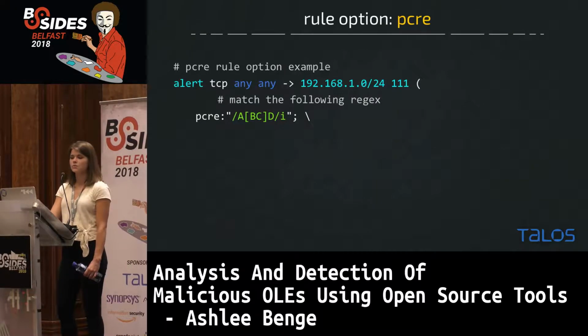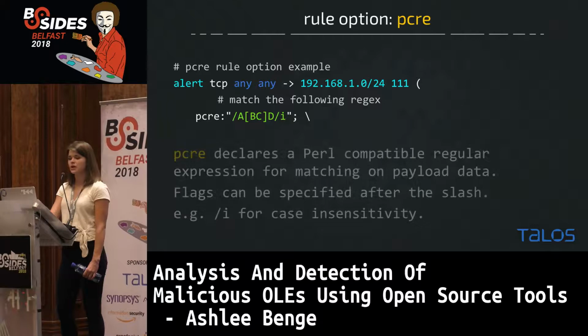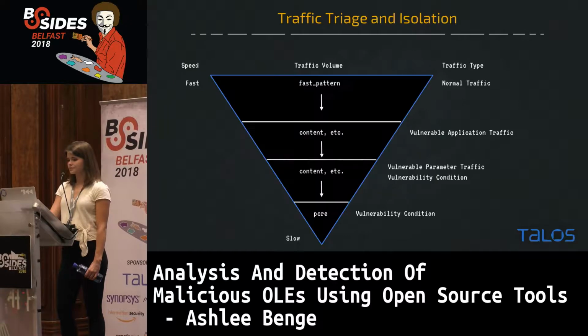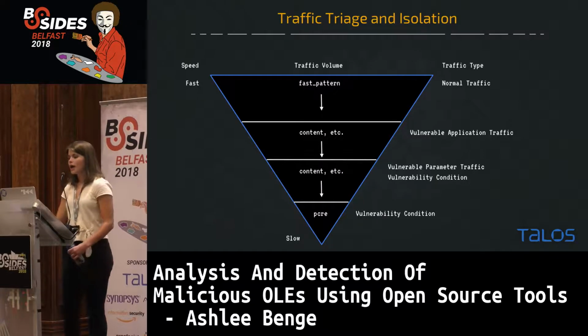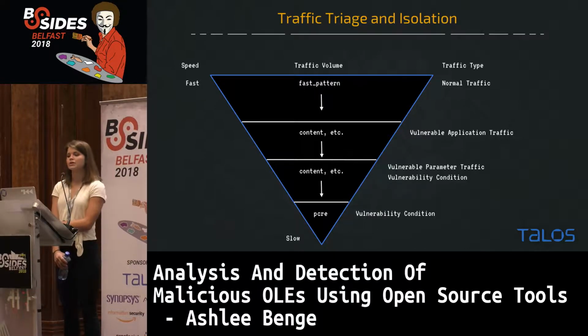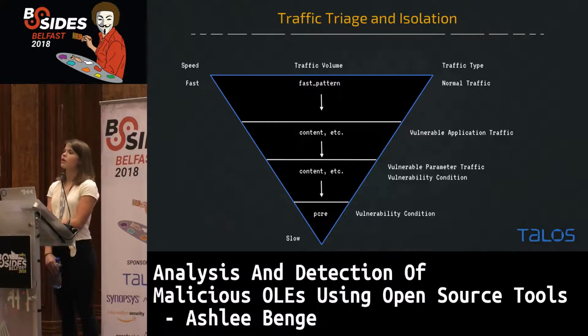We're also able to use Perl-compatible regular expressions, which is quite nice if you have something that's maybe more complicated than just a static string. And I pointed this out a few times, but one of the most important things when we write a Snort rule is that we minimize what we're inspecting. So we do this first with the fast pattern. We want our fast pattern to decide for us if we're looking at traffic that might actually be interesting and relevant to our rule.